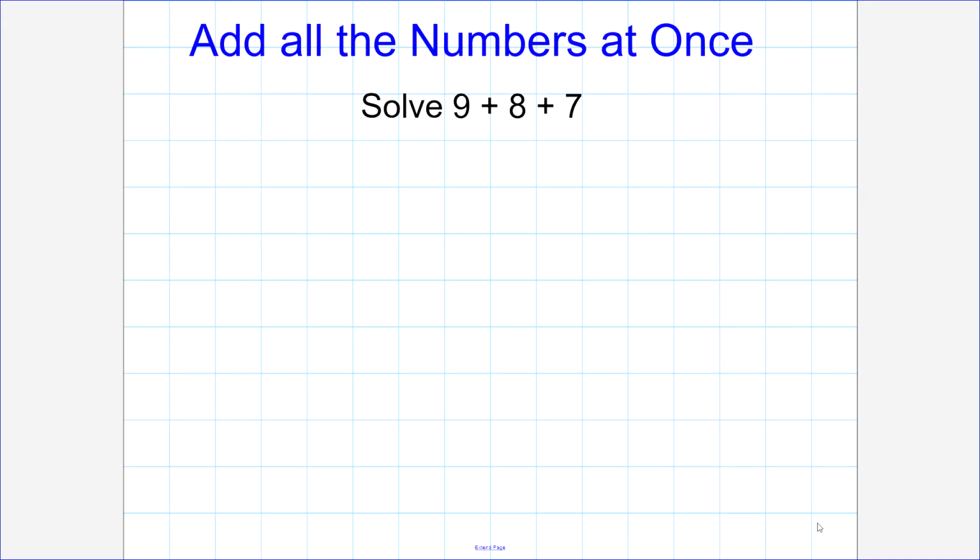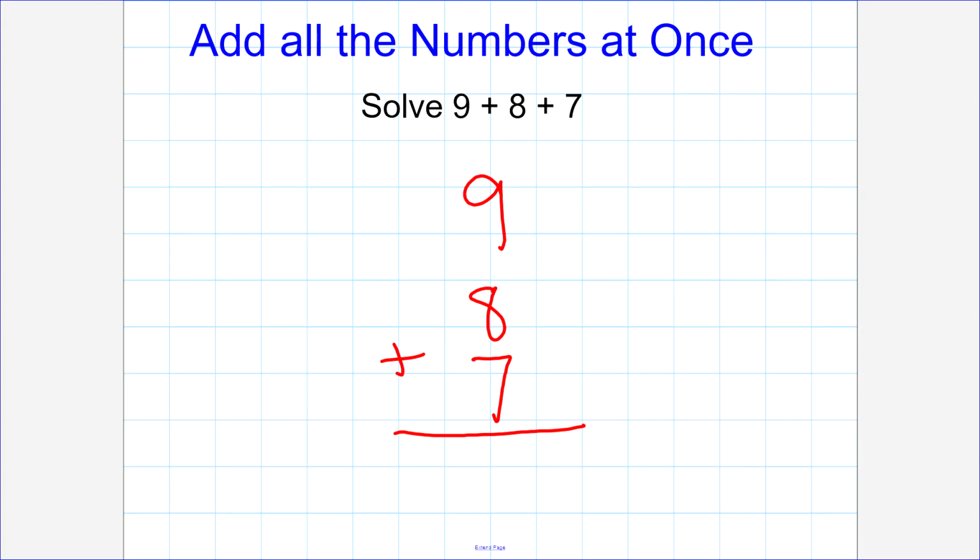Here's the problem 9 plus 8 plus 7. We're going to solve this problem together. I'm going to go ahead and solve this problem by adding all of the numbers at once. I'm going to write the problem vertically. 9 plus 8 plus 7. There's my problem written vertically.